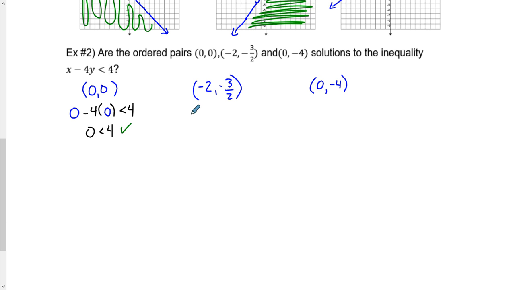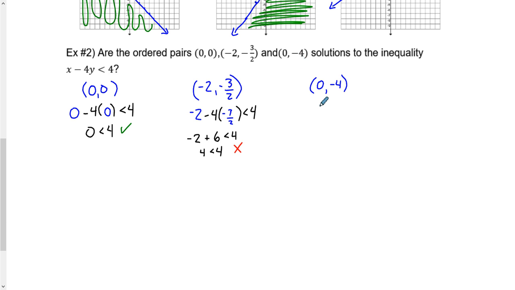If we do the exact same thing here, negative 2 subtract 4 multiplied by that negative 3 over 2. Is that less than 4? So let's see, negative 4 times negative 3 over 2 would be a positive 12 over 2, which is positive 6. Negative 2 plus 6 is 4. Is 4 less than 4? Hopefully you say no. 4 is not less than 4, it's less than or equal to, but definitely not less than.